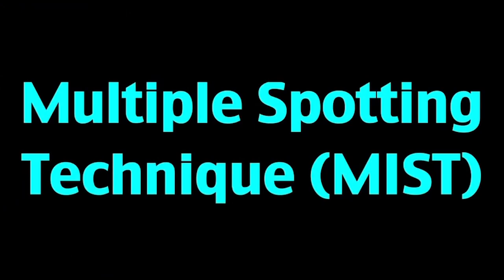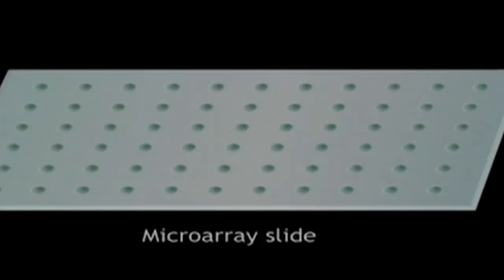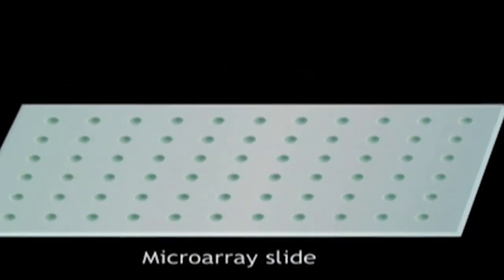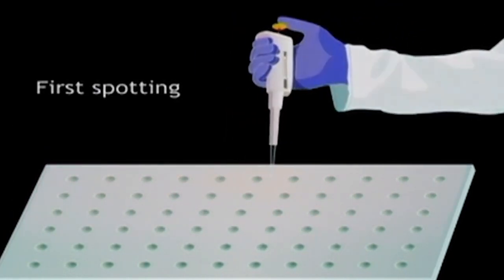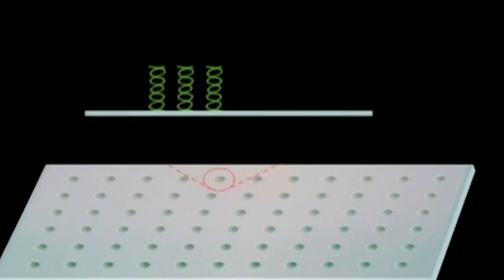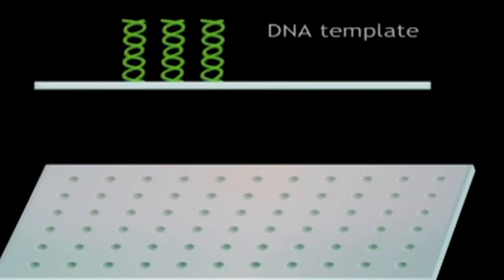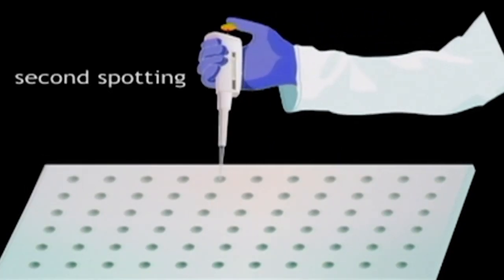Let us now discuss the working principle of MIST by showing this animation. Multiple spotting technique or MIST. In this technique, the first spotting step of the multiple spotting is capable of producing high density arrays. It involves addition of template DNA onto the solid array support. The template DNA can even be in the form of unpurified PCR product, which is one of the major advantages of using this MIST technique.